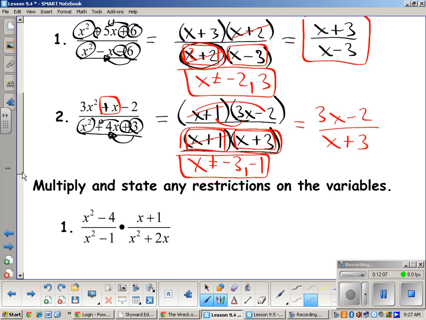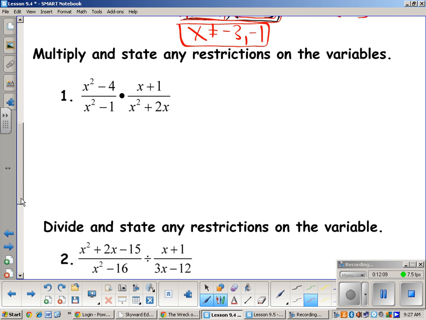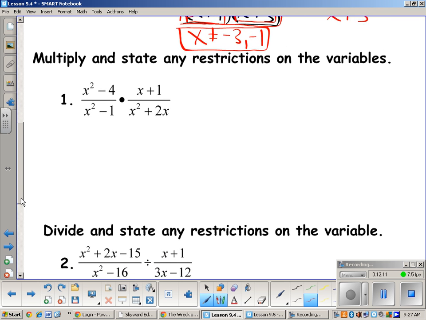All right. Multiply. We'll do the division one in just a minute. Multiply and state any restrictions on the variable. Again, we want to factor. I didn't make this one up, so we'll see what we get. We still need to factor.